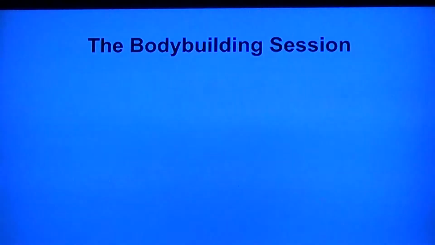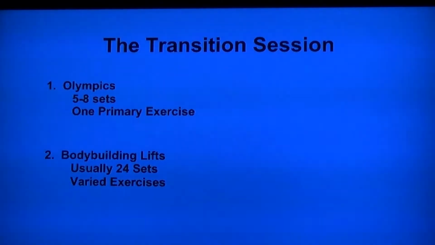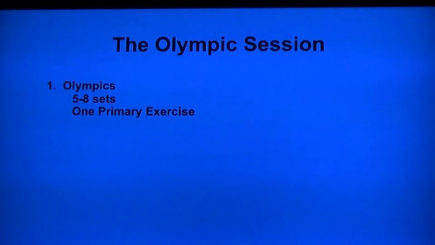The second type of session is a bodybuilding session. These sessions usually contain 24 sets of bodybuilding exercises. These exercises may not all be different, some may repeat. The third type of session is a transition session. A transition session contains Olympic lifts and bodybuilding exercises. In a transition session, 5 to 8 sets of Olympic lifts and approximately 24 sets of bodybuilding exercises are used. A variation of the neuromuscular session containing only Olympic lifts is also useful in special situations.